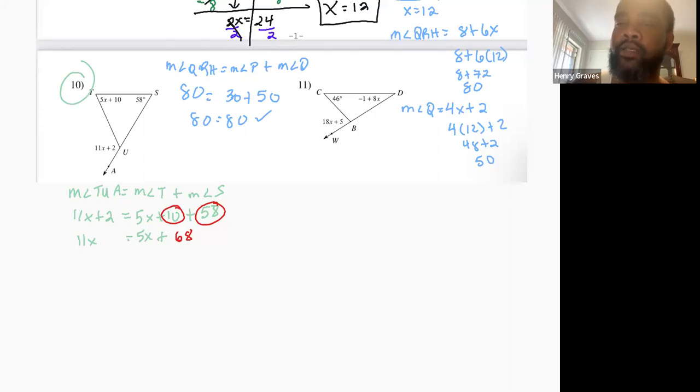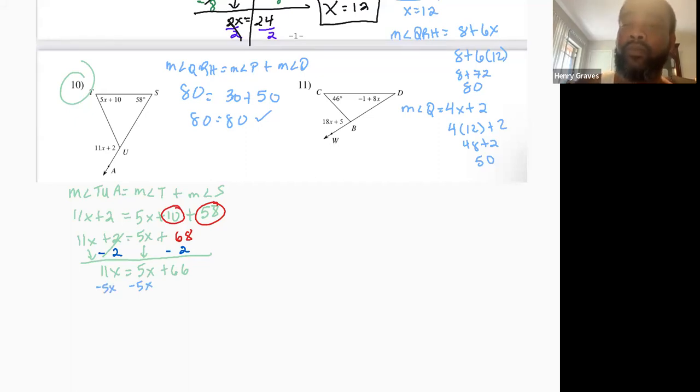Subtract 2 on both sides. This goes away completely. Bring down 11x. Bring down 5x. And of course, sorry, 68 minus 2 is 66. Then my next step, I'm going to subtract 5x on both sides, which makes this 6x equal to 66.